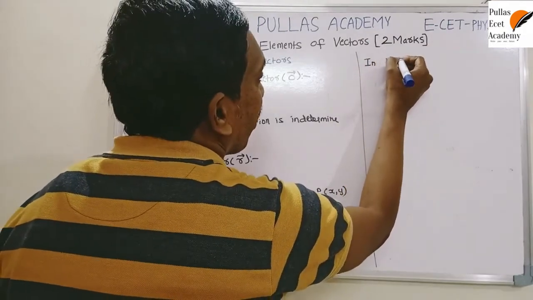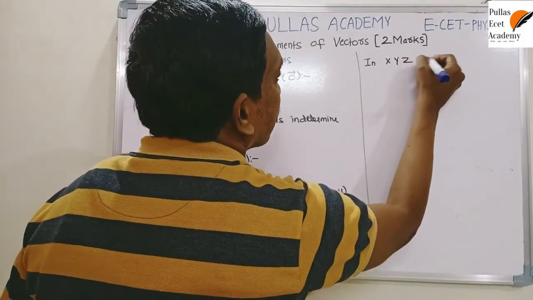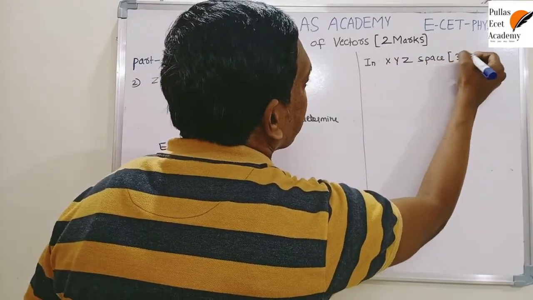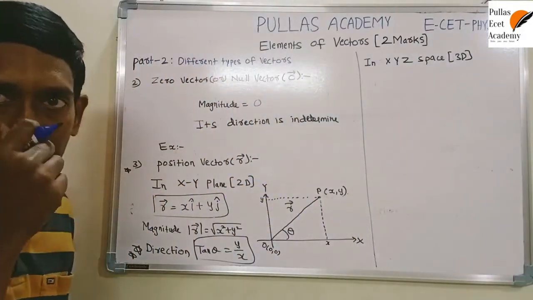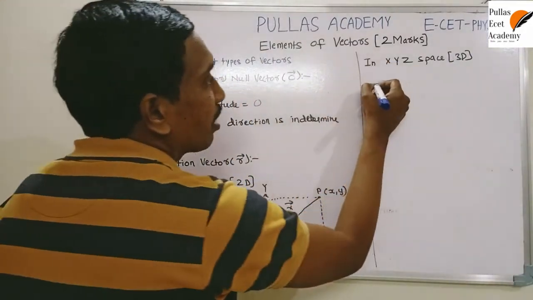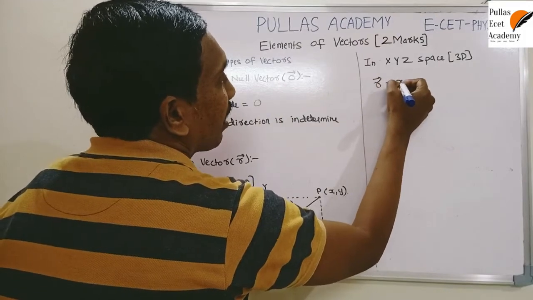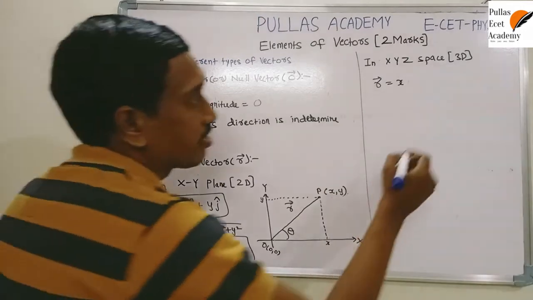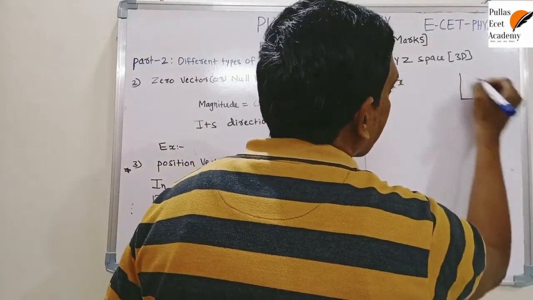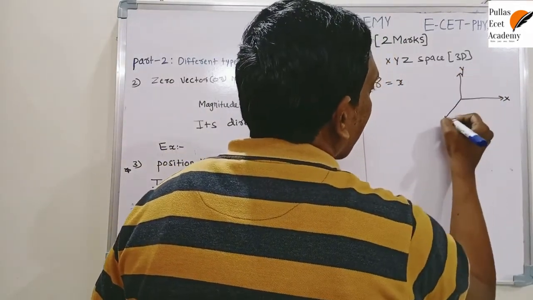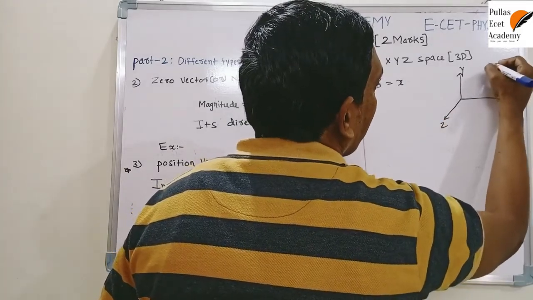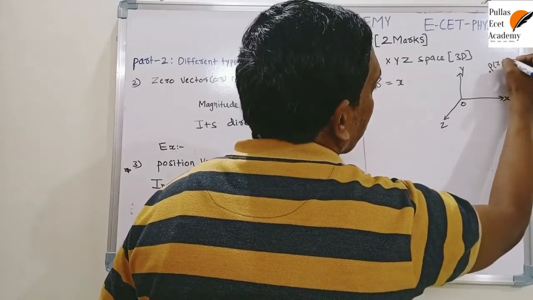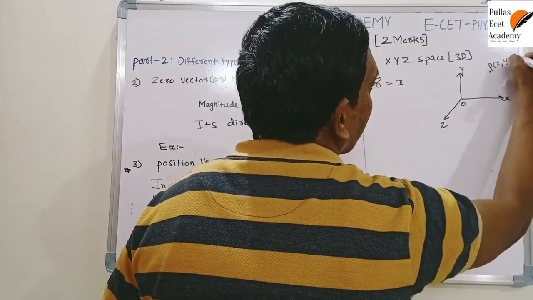So in x, y, z space, if you need the position vector in x, y, z space, this is called 3D. In 3D, d means dimension. So here this vector is along the x-axis, the same particle position. Suppose you imagine x, y, z axes: this is the x-axis, this is the y-axis, this is the z-axis, and this is a particle P. Its position is x with respect to the x-axis, y with respect to the y-axis, and z with respect to the z-axis.